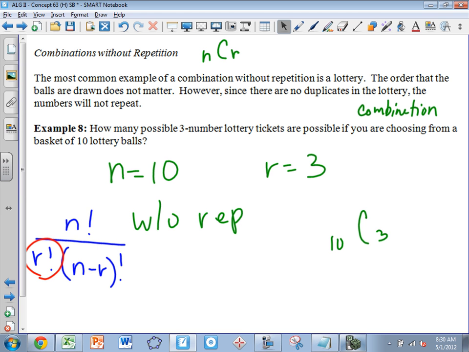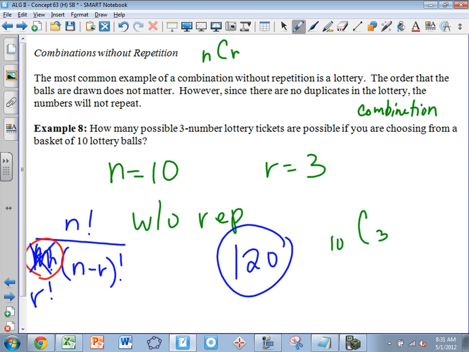The only difference with the permutation: if you did the permutation here, you wouldn't have this R factorial, which is really 3 factorial here. So for permutations, you're going to have more possible arrangements than combinations for this example. Your answer would not be 120, but bigger than that, because you're dividing by 3 factorial here. This is here because we're doing the combination. So that is important. Just remember, permutations and combinations are identical without repetition, except for that R factorial.